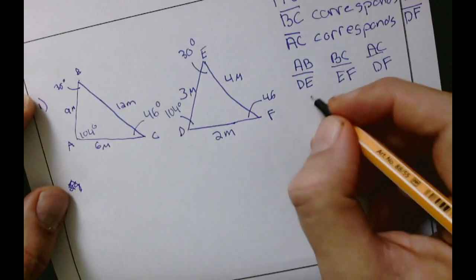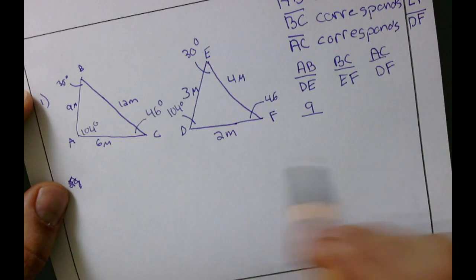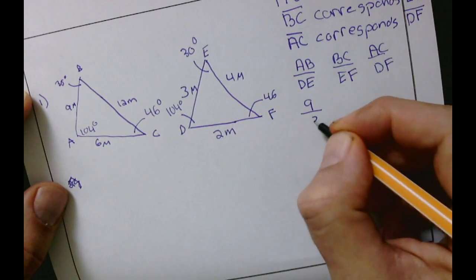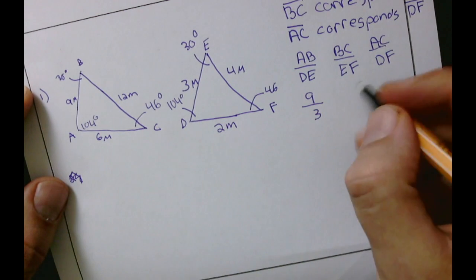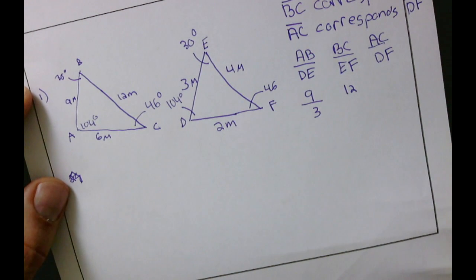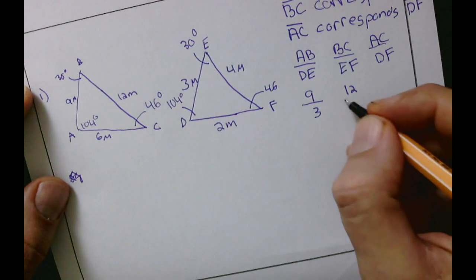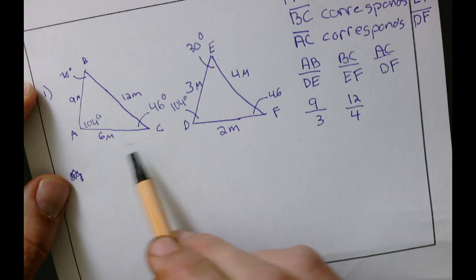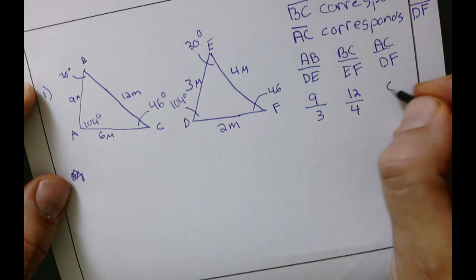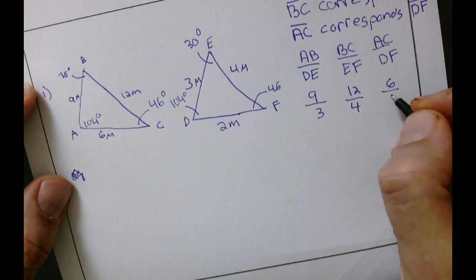AB has the side measure 9. DE has the side measure 3. BC has the side measure 12. And EF has the side measure 4. AC has the side measure 6. And DF has the side measure 2.